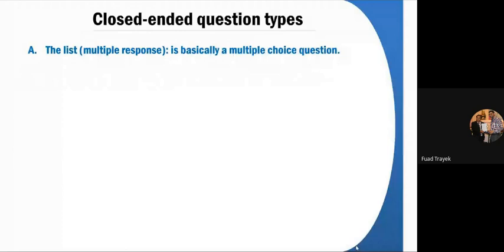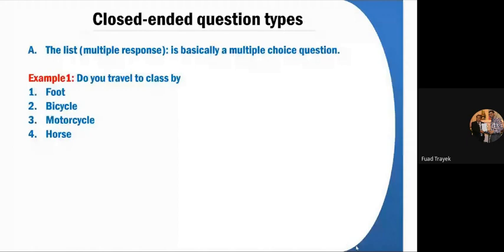Now, for closed-ended questions, there are four types. The first type is multiple response, where respondents can select more than one choice. It's basically a multiple choice question. For example, how do you travel to class? They could go on foot, by bicycle, by motorcycle, by horse, whatever the options. But here the respondents could use more than one option. Sometimes I walk to class, sometimes I use a bicycle, sometimes a motorcycle. Another example is, do you have a smartphone? They could say yes or no. This is the multiple response type for closed-ended.